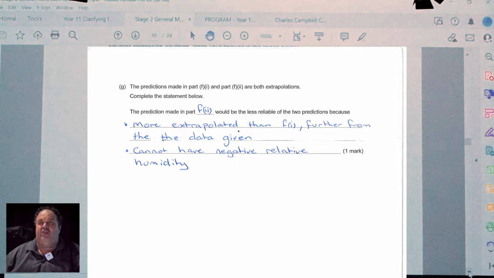The other thing we noticed, and I forgot to mention it, was with the second calculation, we ended up with negative 10 point something relative humidity. Now, we can't get negative relative humidity, so therefore the answer is not a sensible answer. So sometimes it can be, is it a sensible answer that I'm getting? If not, clearly it's not going to be reliable, or it's going to be less reliable.